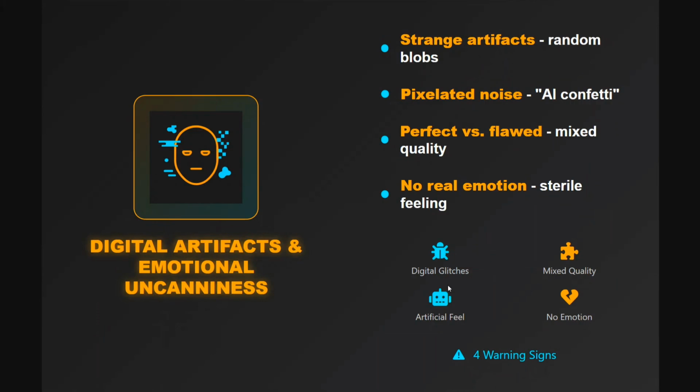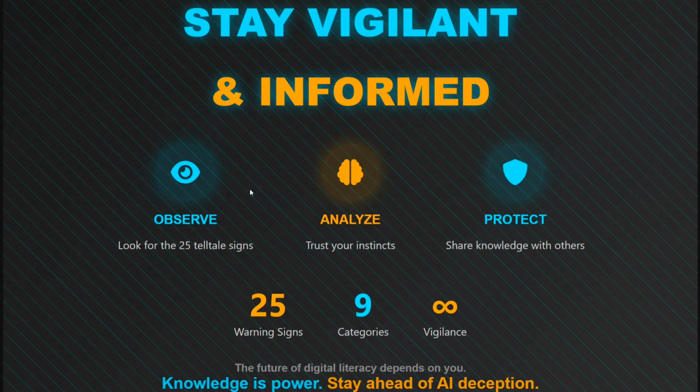Digital artifacts and emotional uncanniness. Strange artifacts, random blobs are coming out, pixelated noise, perfect versus flawed, mixed quality would be coming out. So you can see an example here. The face is right, but the surrounding pixels are not right. No real emotions on the face. You can easily figure out that this is AI.